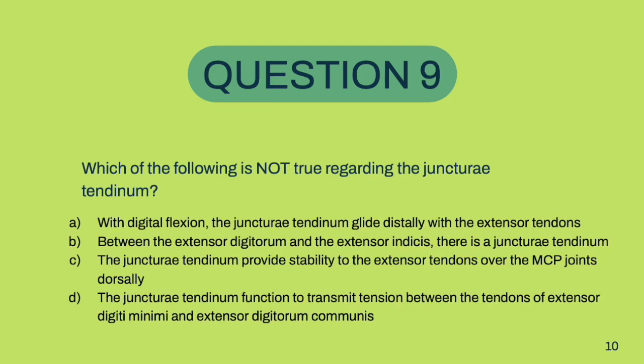Question 9. Which of the following is not true regarding the juncturae tendinum? A. With digital flexion, the JT glide distally with the extensor tendons. B. Between the extensor digitorum and extensor indicis, there is a JT. C. The JT provides stability to the extensor tendons over the MCP joints dorsally. D. The JT function to transmit tension between the tendons of extensor digiti minimi and extensor digitorum communis.